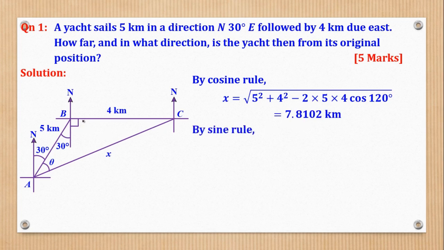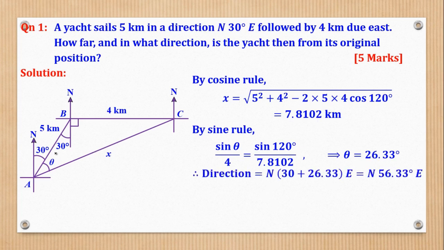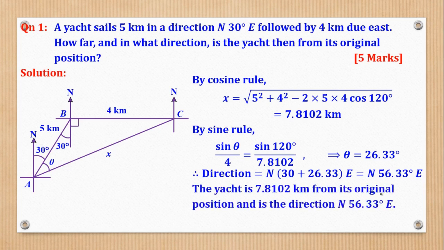Then by sine rule, I know this angle, meaning I can use this and also this. Therefore sine theta over 4 is equal to sine 120 over this value of x, to give you the value of theta as 26.33 degrees. Therefore the direction will be north 30 plus 26.33 degrees east, which is north 56.33 degrees east. Then you can conclude.